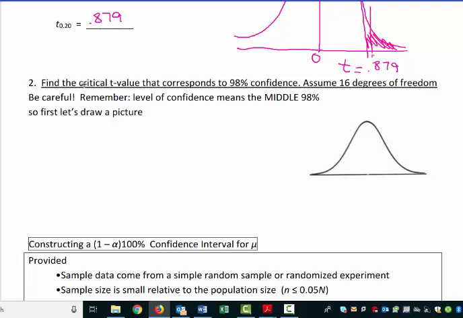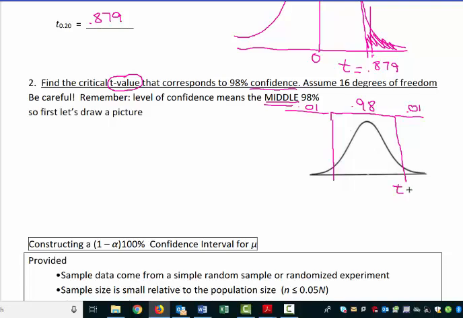It says to find the t-value. Again, we're going to be finding the t-value that corresponds to a 98% confidence. Okay, so we have to remember what confidence means. Confidence means the middle. So let's draw our picture. I'm all about the picture. So this is 98%, which means what? It means I have 2% left over, and I have to share it between the tails. So 2% chopped in half is 1%, so 0.01. Remember these t's are going to be the same, just one's negative, one's positive.